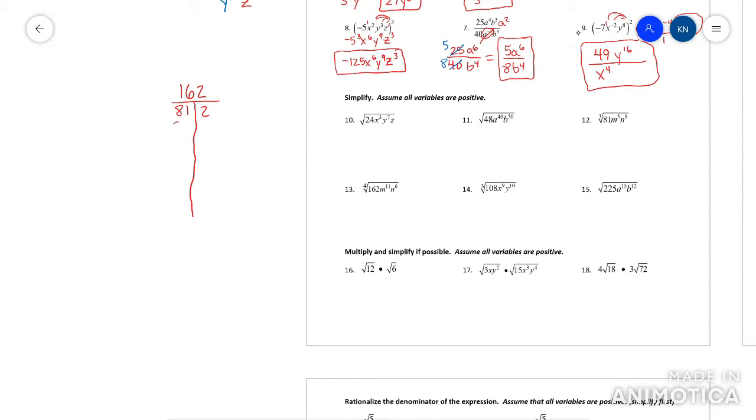So 81 is 27 times 3. And 27 is 9 times 3. And 9 is 3 times 3. And 3 is 1 times 3. You keep going until you hit 1 on this left side. And then the right side's your answer. So it was 2 to the 1, 3 to the 4. Okay, that's how you break down those numbers. That's how I'm going to be doing this. So here we go.